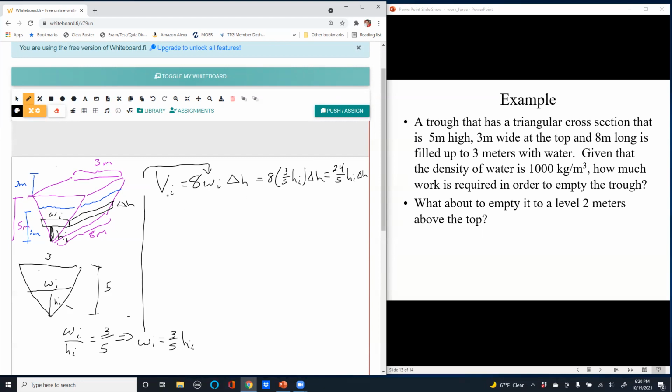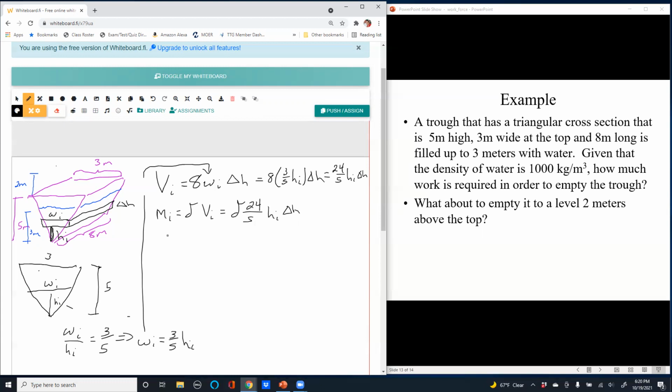Now let's go through the process. The volume of the ith slice. Well, let's see. We need to turn that into a mass. The mass of the ith slice is the density times the volume of the ith slice. Density is the 1,000. I'm going to save that for later. So I've got delta 24/5 H sub I delta H. These guys are just constants. They're going to be coming along for the ride. This is going to be the thing that makes the difference in the integral.